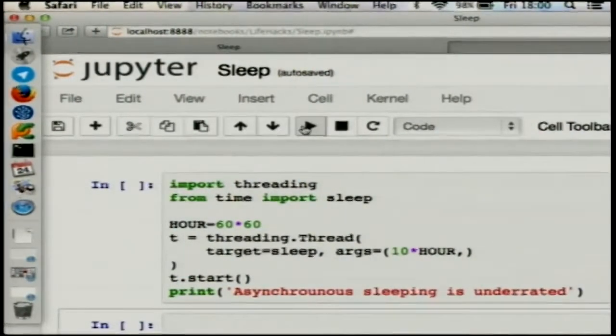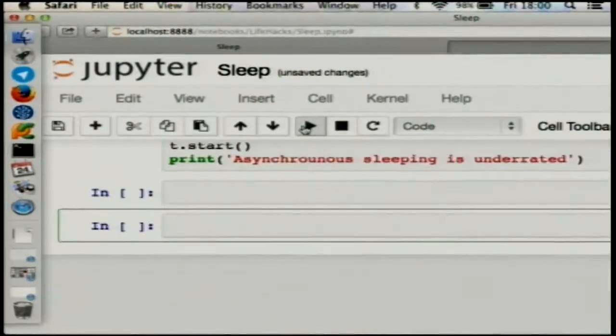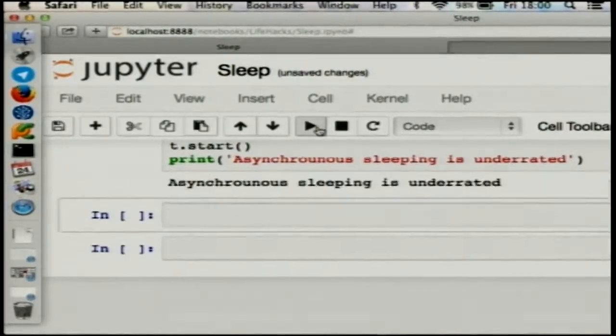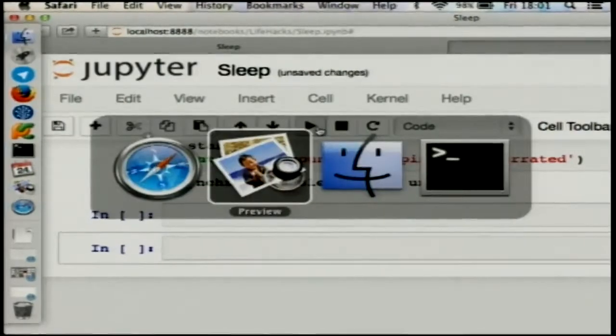So I'm going to sleep for 10 hours. Wait a second. So yeah, it's asynchronous sleeping. So yeah.